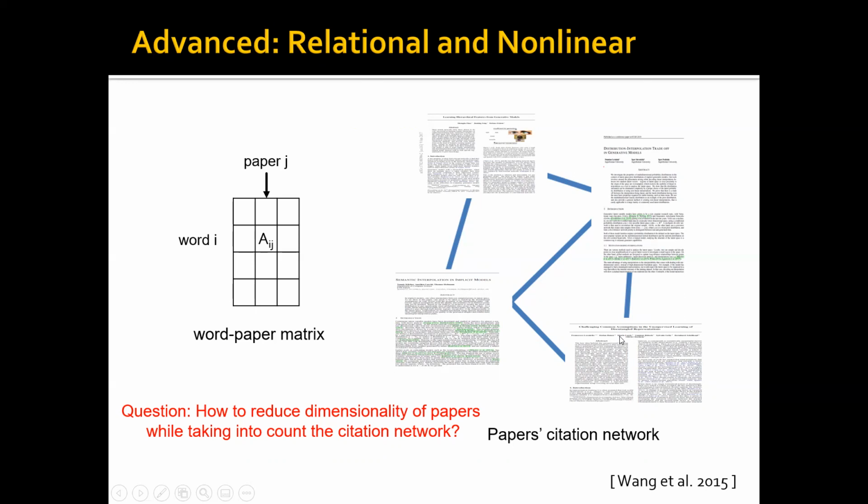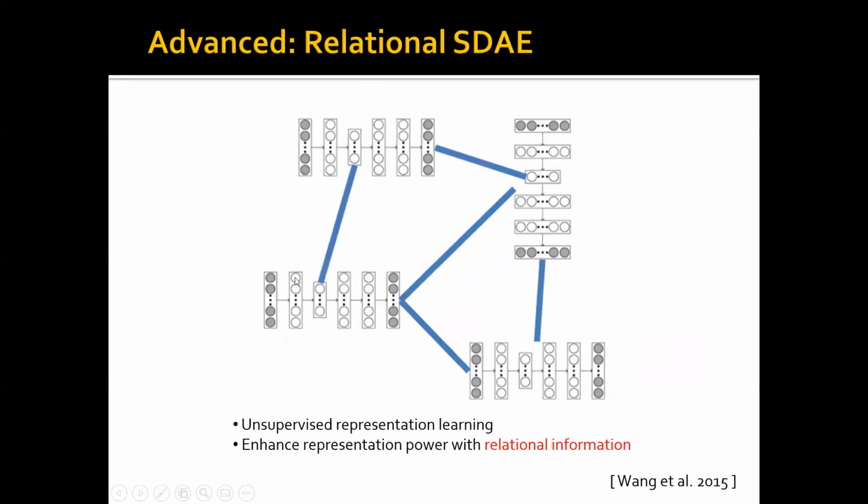And the question is how to reduce the dimensionality of the papers here while taking into account the citation network. The answer is that we can develop a relational version of the stacked denoising autoencoder such that we can perform unsupervised representation learning or dimensionality reduction. And we can also enhance the representation power of these representations with relational information.